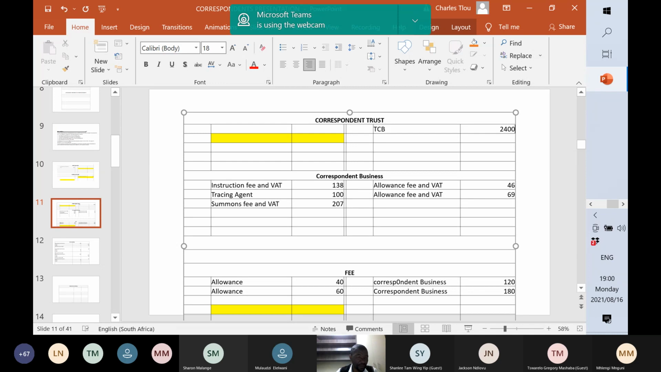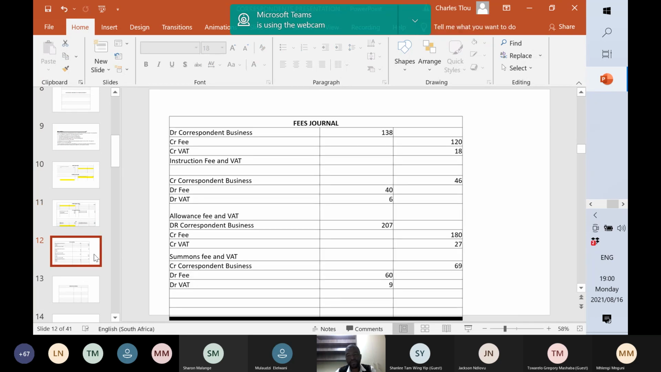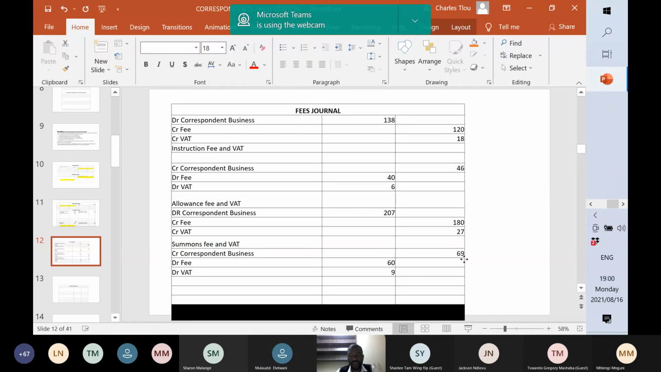And what journal would that be? That should be a fee. Correct, it should be a fee journal.